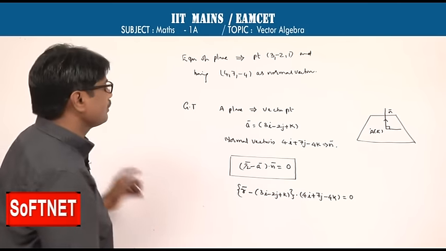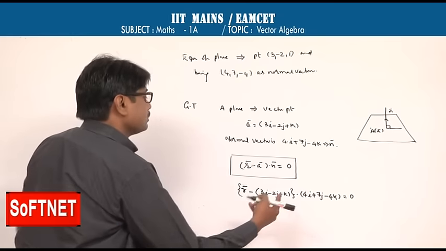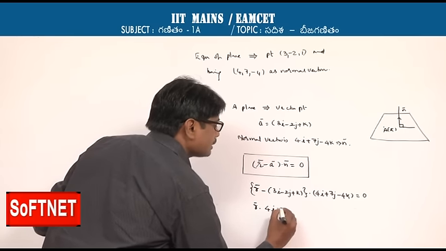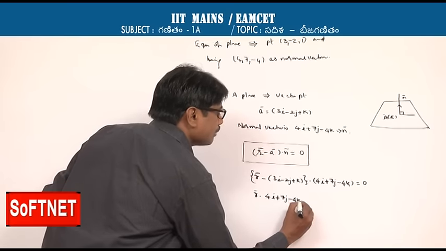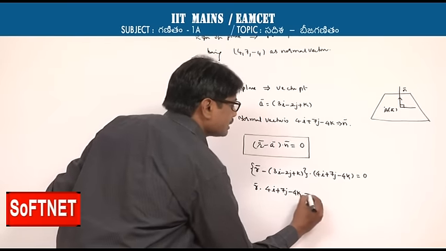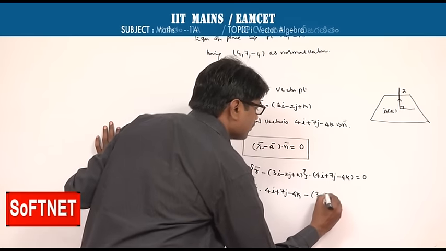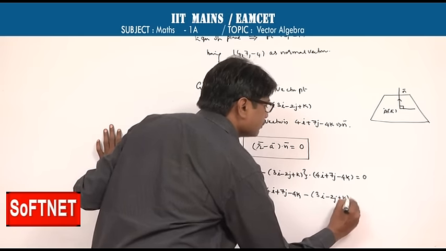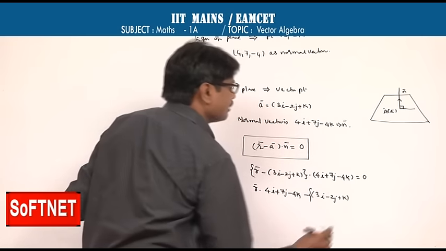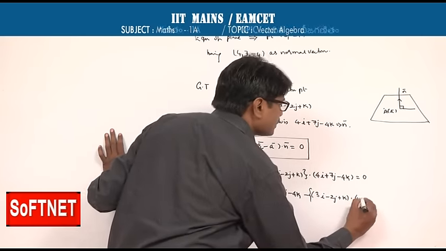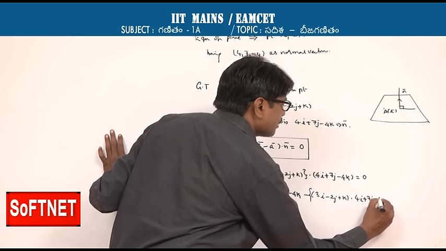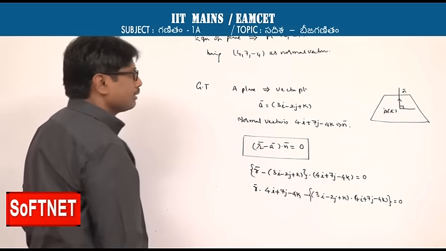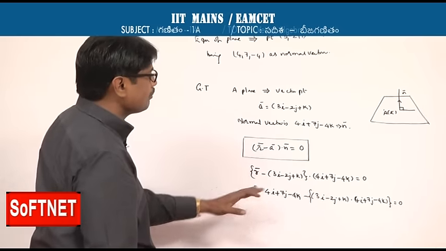Okay. Now for the Cartesian form, substituting and simplifying, we have r bar dot (4i bar plus 7j bar minus 4k bar) plus (minus 3i bar minus 2j bar plus k bar). Here there is a minus, so put a bracket: (4i bar plus 7j bar minus 4k bar) is equal to 0. This is the vector equation of the plane passing through a bar and perpendicular to n bar.